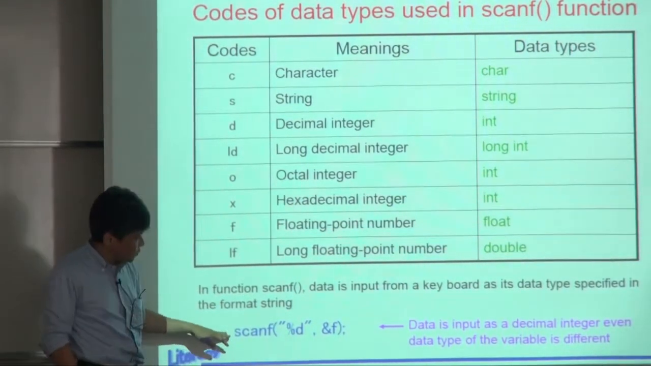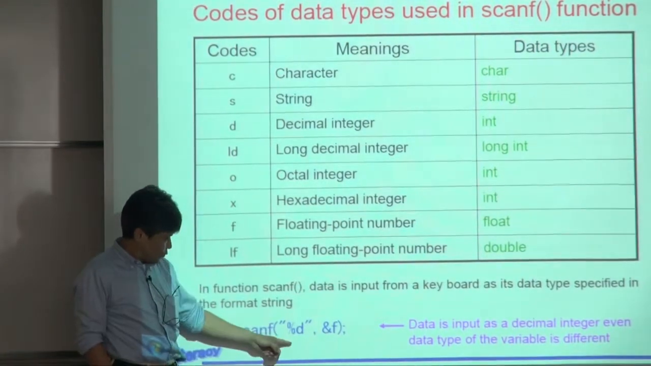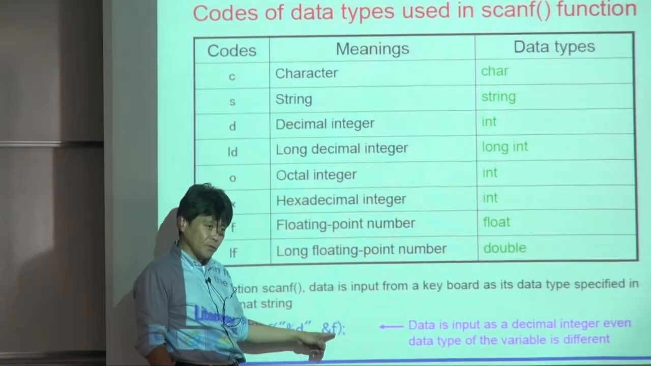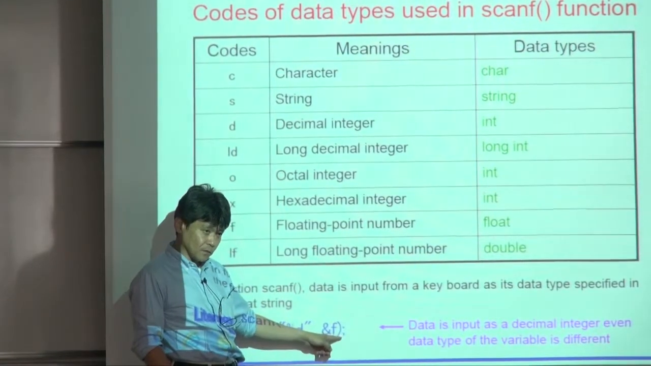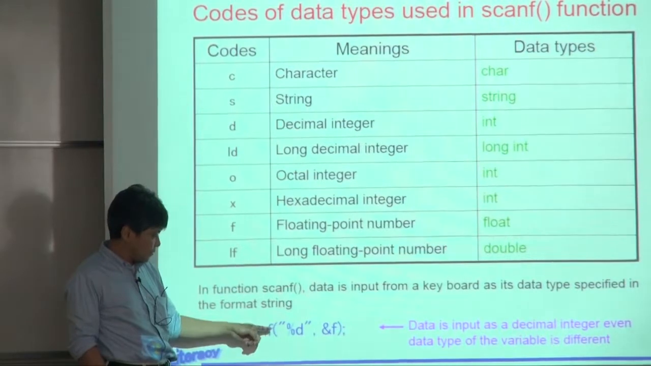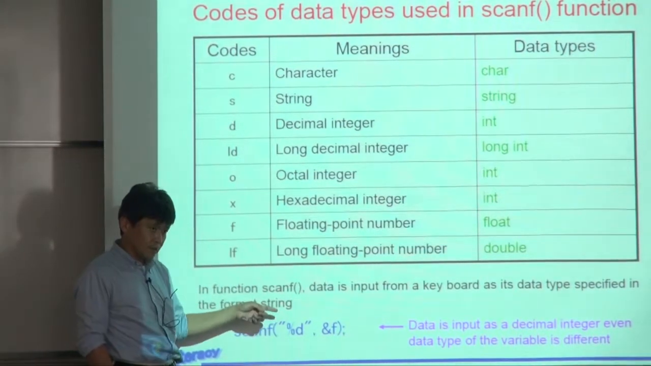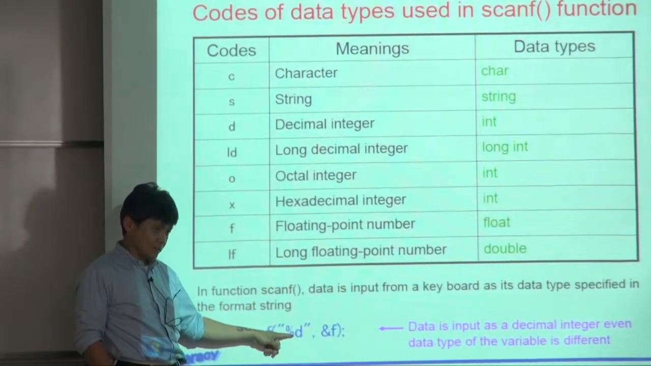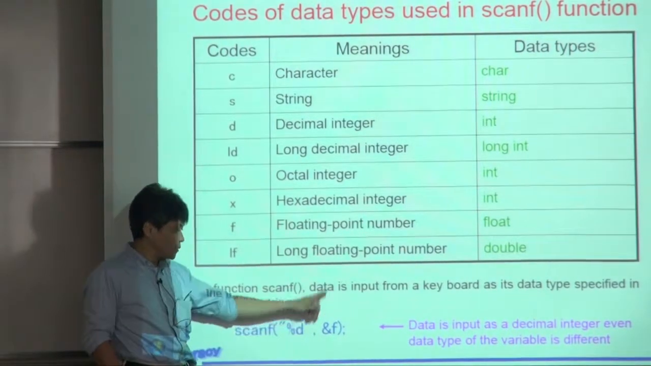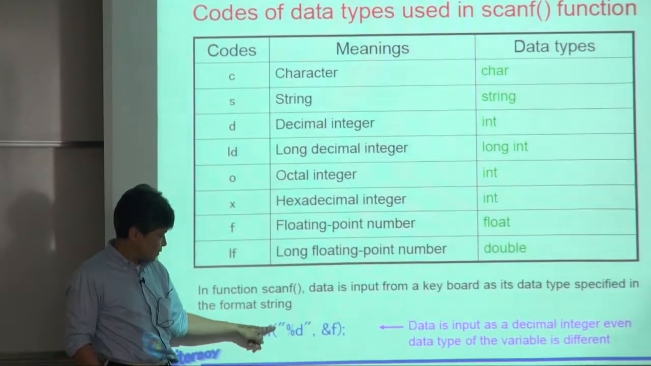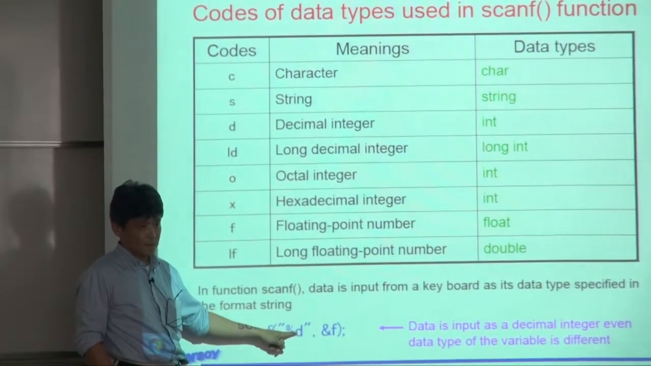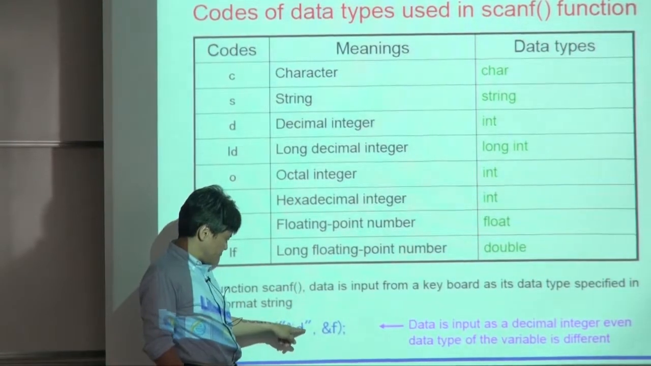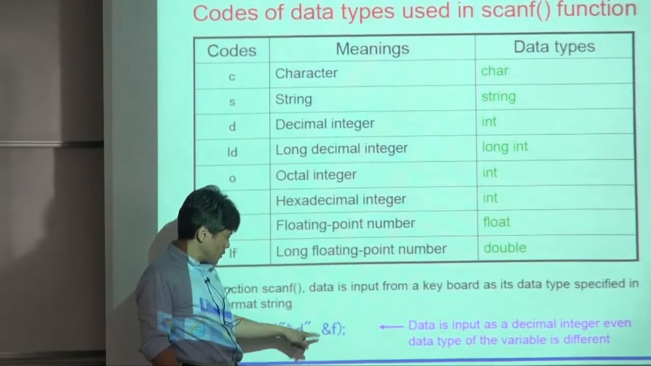So as shown here, this is very important. If you use scanf like this, in this case variable f is declared as a floating point number. So usually you have to specify the f character as the code string for this variable. However, in this case, d is used. Actually, d is used for decimal numbers.